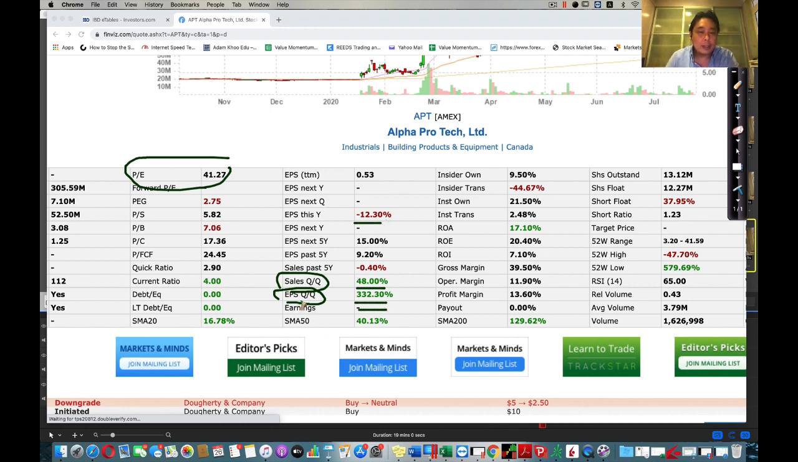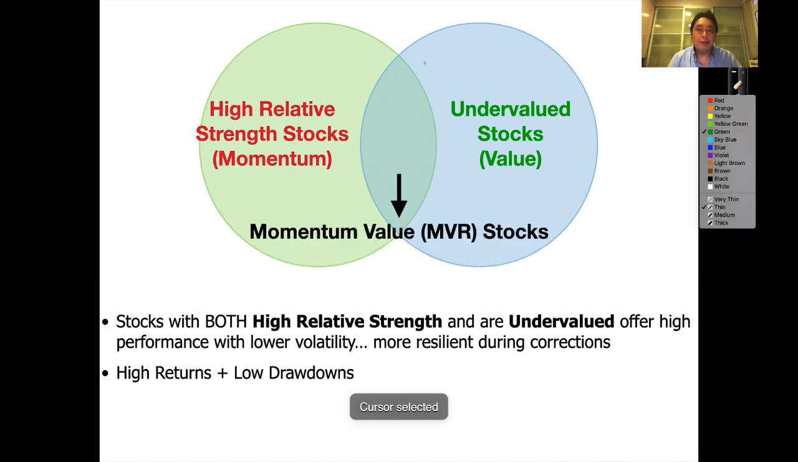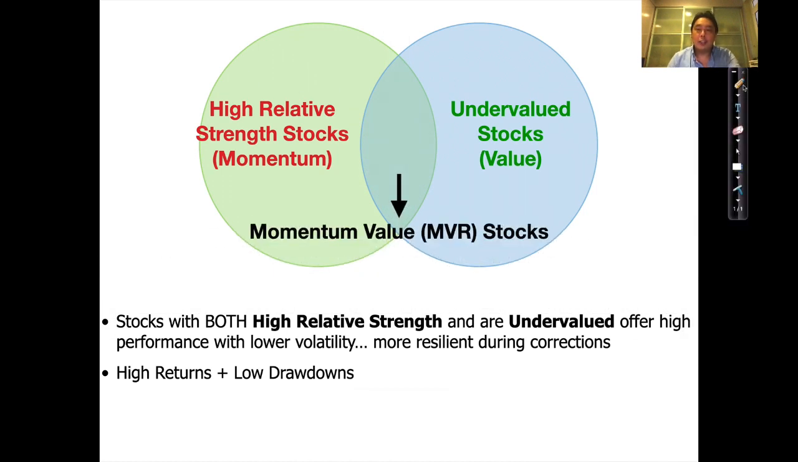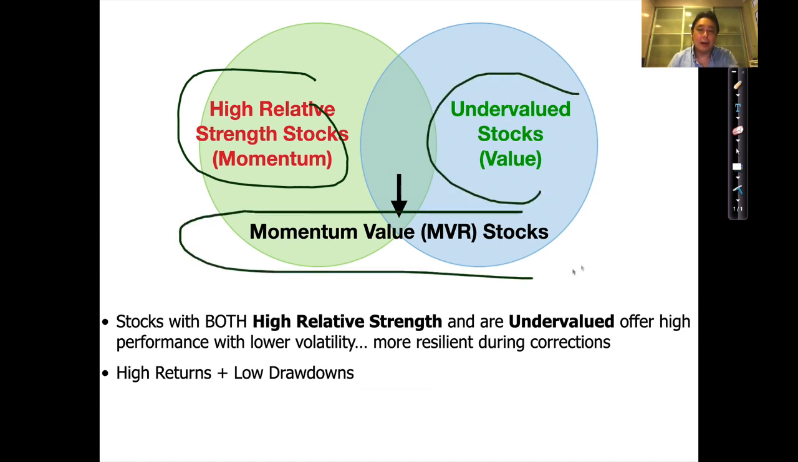So as long as one of the growth rates, so this quarter growth rate, 300%, is more than the 41 PE. So as long as the growth is more than PE, this stock is cheap. So this stock qualifies as an MVR stock, Momentum Value Rotation stock. That's right. It's a stock that has both high relative strength and is undervalued. That's an MVR stock.